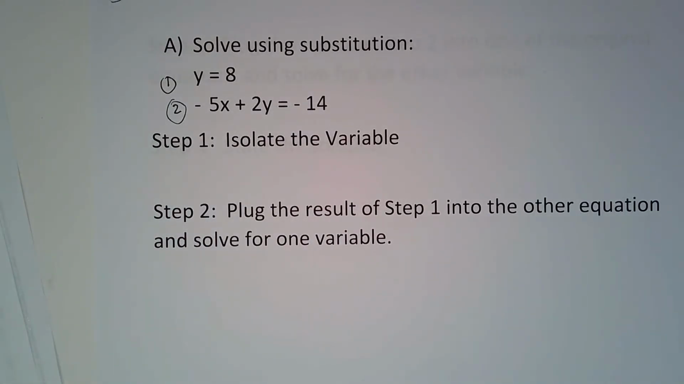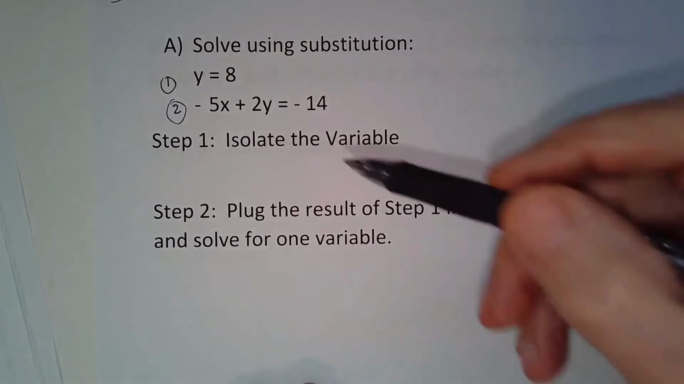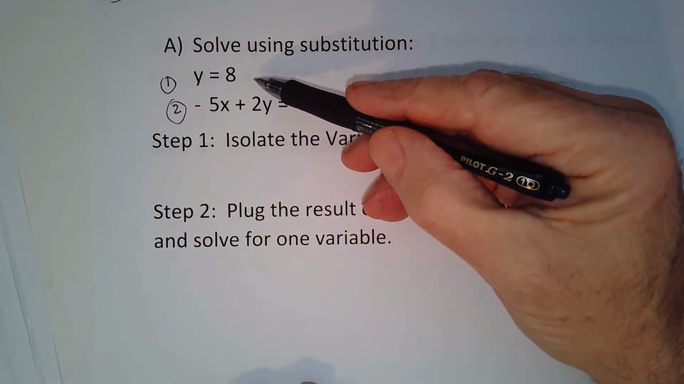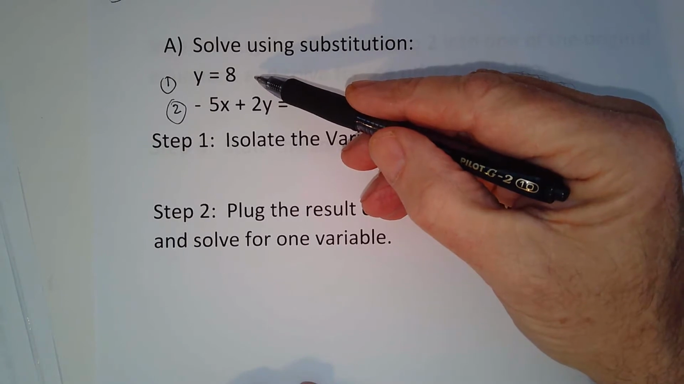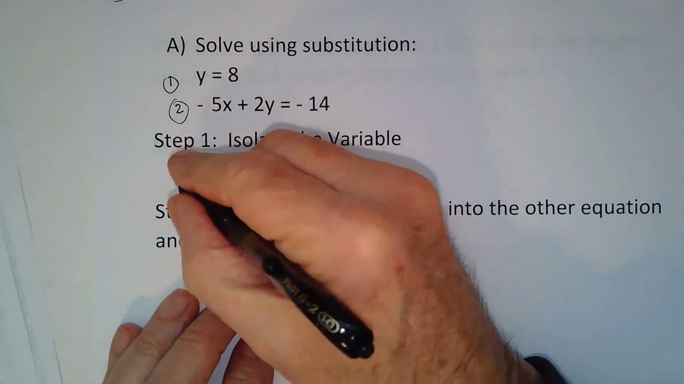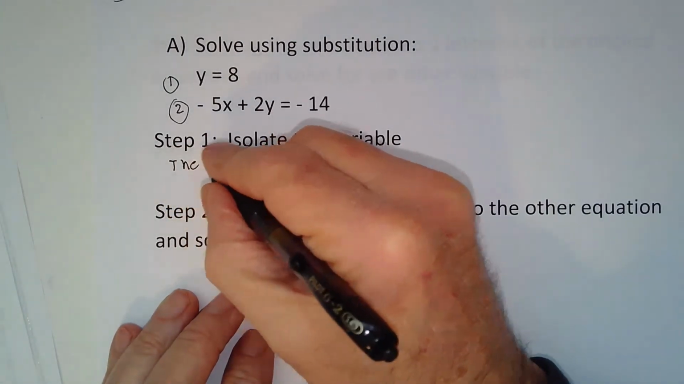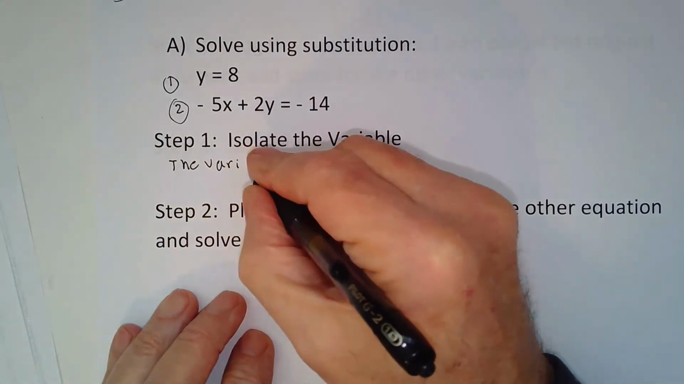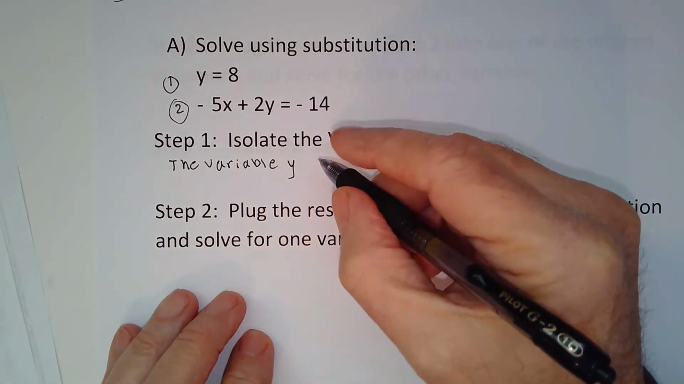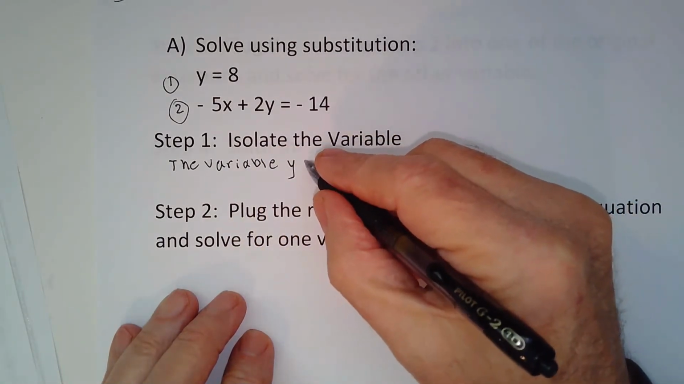With step 1 here, we're going to isolate the variable. And in this case, if you look at the first equation, the variable is already isolated for you. Y is by itself. So I'm going to just write that down. The variable y is already isolated in equation 1.